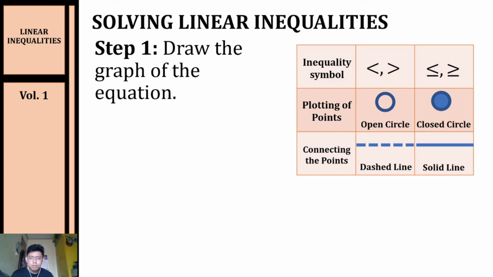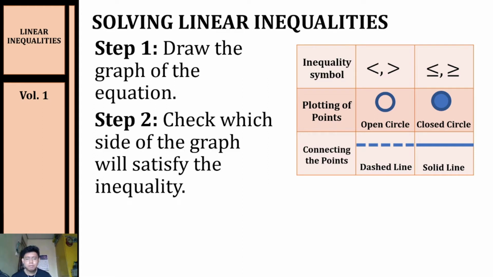When we encounter the inequality symbol greater than or less than, we plot using an open circle and we connect the points using a dashed line. Now, if we encounter a greater than or equal or a less than or equal symbol, we're going to use a closed circle in plotting the points and we connect them with a solid line.